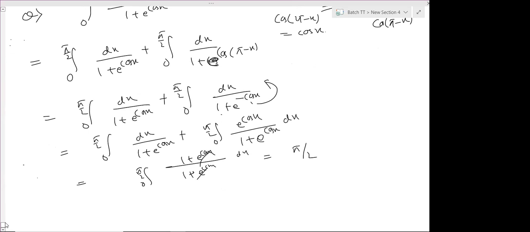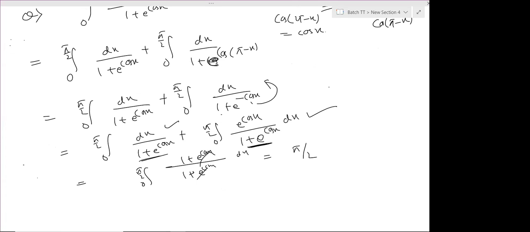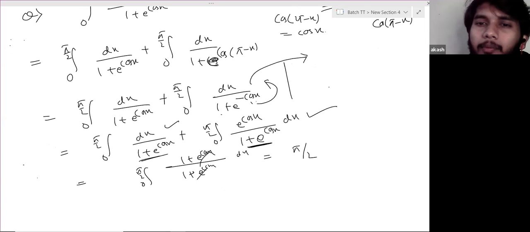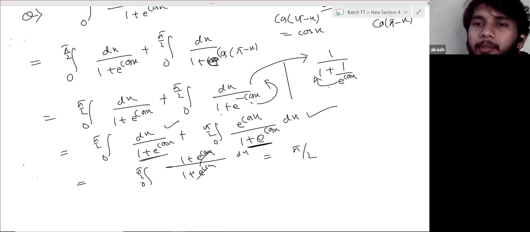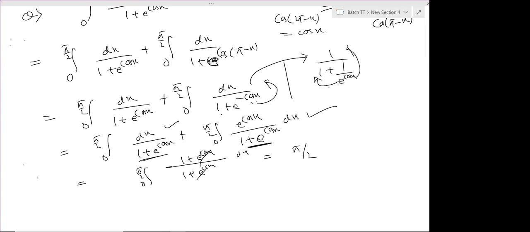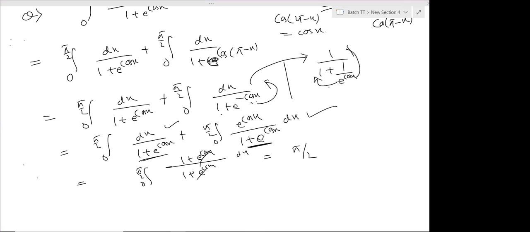How this last step, can you say again? Just add these two, this and this term. So LCM is the same. This term we can write 1 upon 1 plus 1 upon e to the power cos x. So taking LCM here, this comes to the denominator, and this goes to the numerator. Okay, sir. Everyone is clear? Yes, sir. All right.